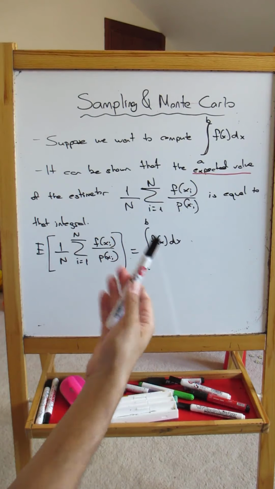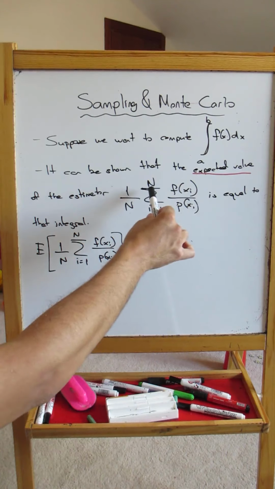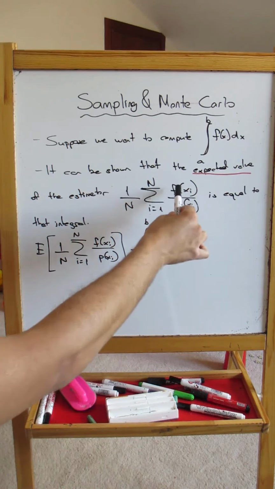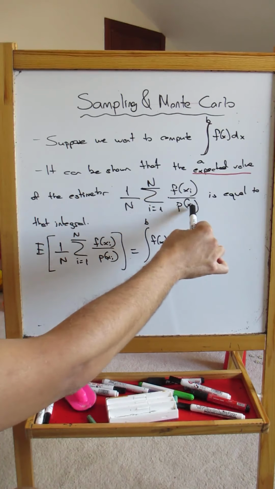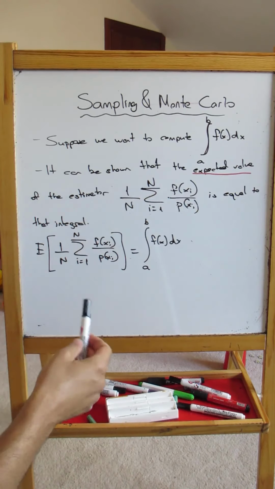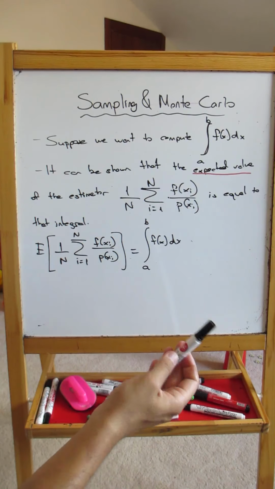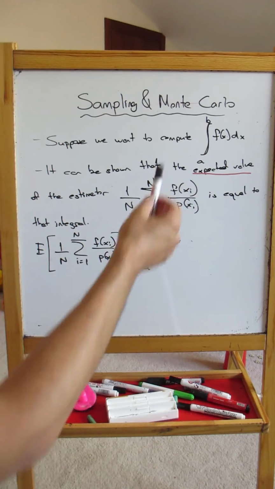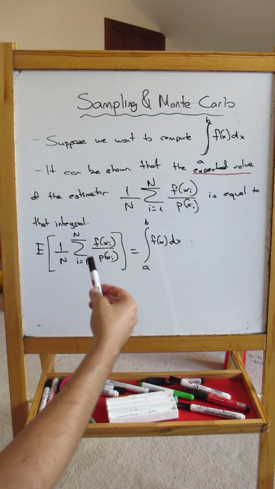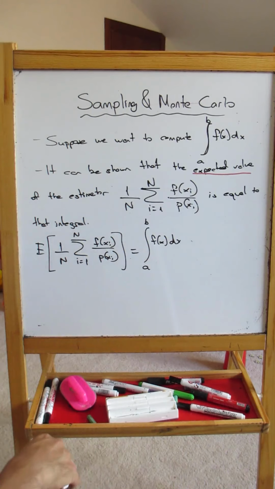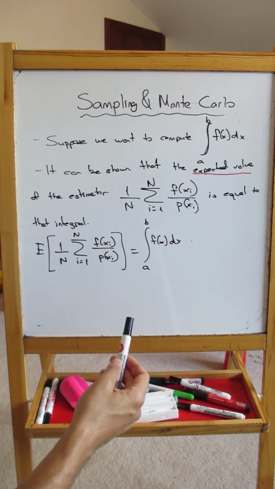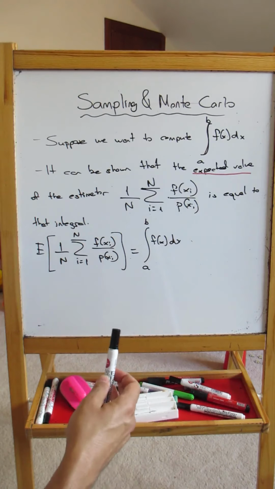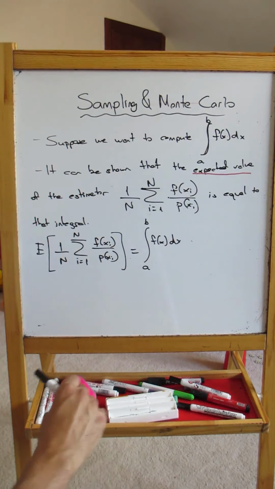So you have n samples, you add up their contribution using this form, and then you divide the result by n. This will give you not exactly the value of the integral, but the expected value of this is going to be your integral. Obviously, with more samples you are going to reach a better convergence to the true value of the integral.